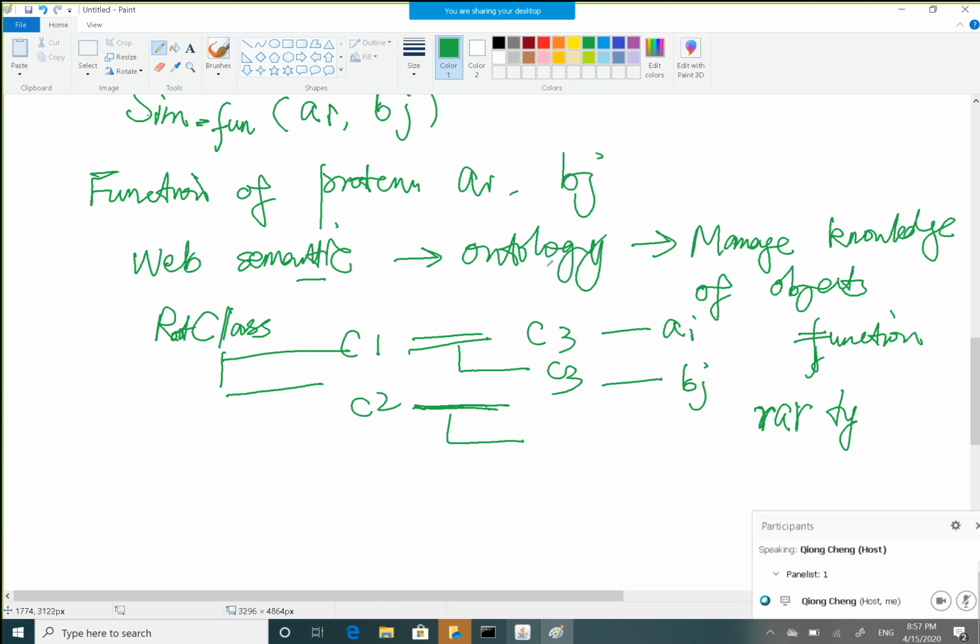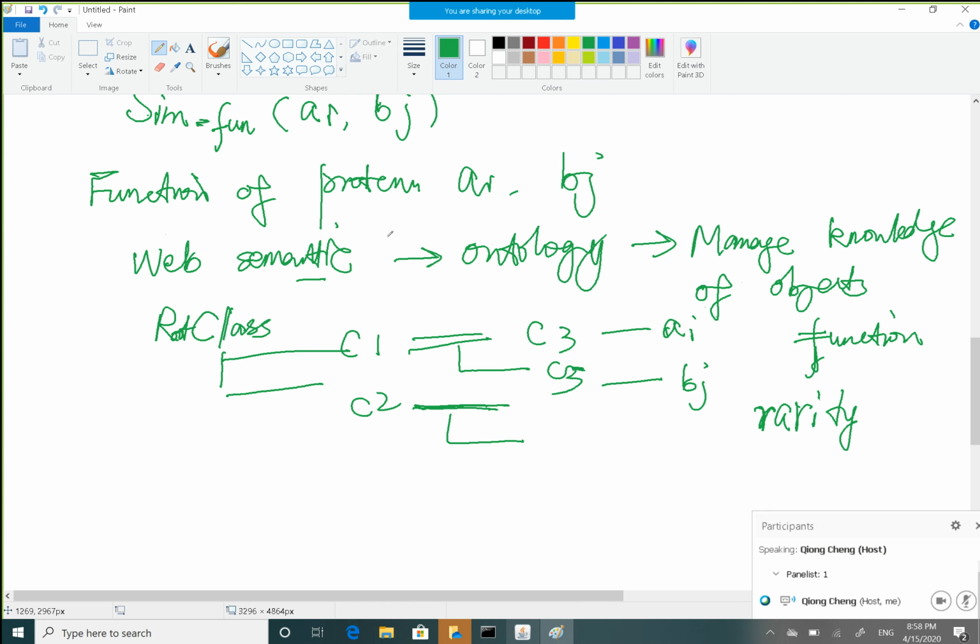So what they do is check, since AI is one protein which belongs to a specific class, how many vertices correspond to how many vertices that belong to this group, and they want to check the similarity between the proteins in this group.